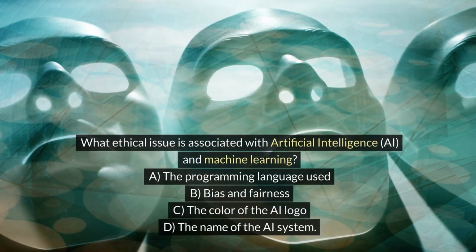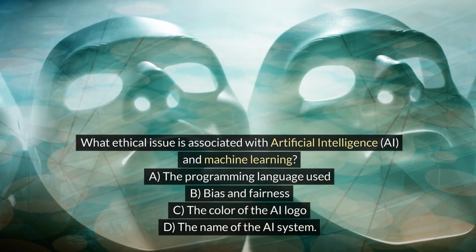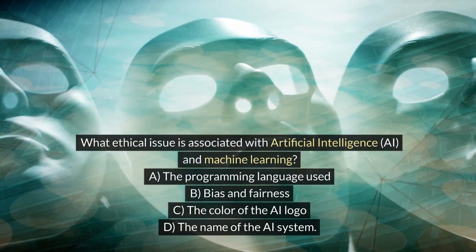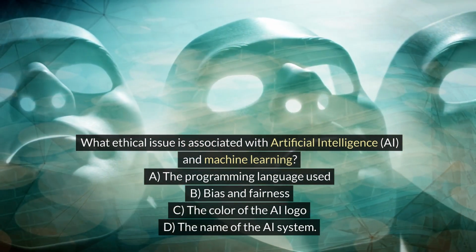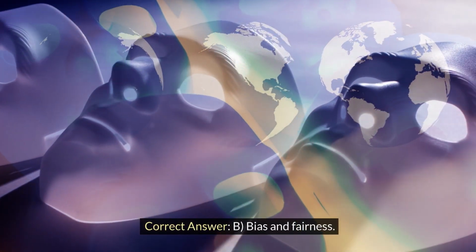What ethical issue is associated with artificial intelligence, AI, and machine learning? A. The programming language. B. Bias and fairness. C. The color of the AI logo. D. The name of the AI system. Correct answer: B. Bias and fairness.